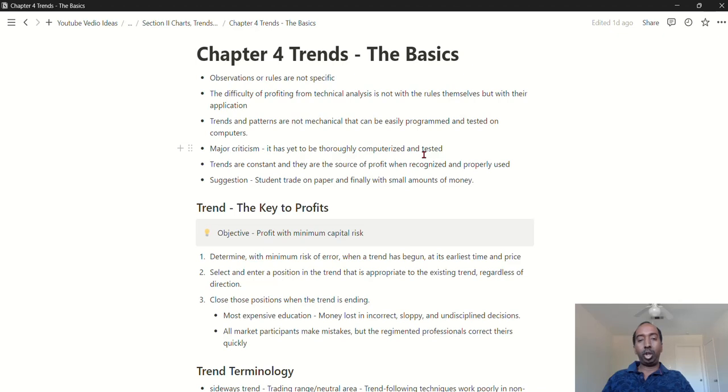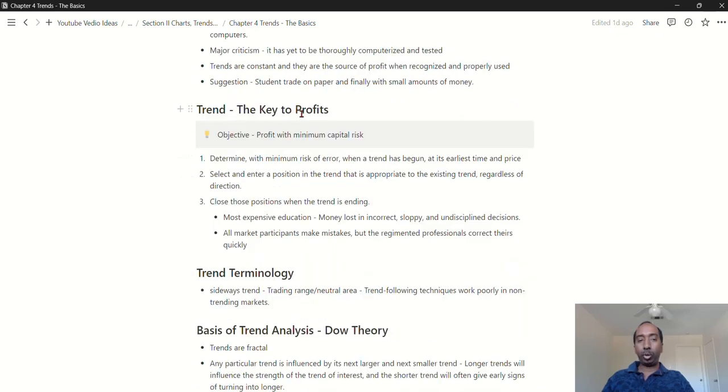True, there are many opportunities available to computerize the identification of trends. Trends are constant and they are the source of profit when recognized and properly used. Basic suggestion for students: trade on paper money, and finally, with small amounts of money. Trend, the key to profits.